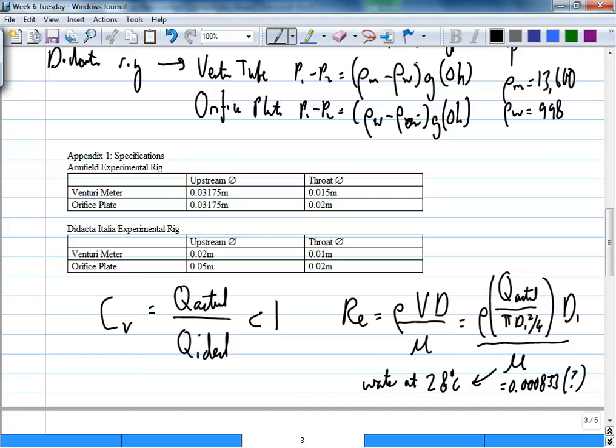So for each case, the Reynolds number may not be the same for both the orifice plate and the Venturi tube because the D1 is different. So for each case, you work out the Reynolds number. I write a note here: Re can be different, D1 not same. If you did the armfield, then the D1 is the same. You're lucky, there's only one Reynolds number. If you did this one, there's two Reynolds numbers because it's based on D1 and D1 is not the same.